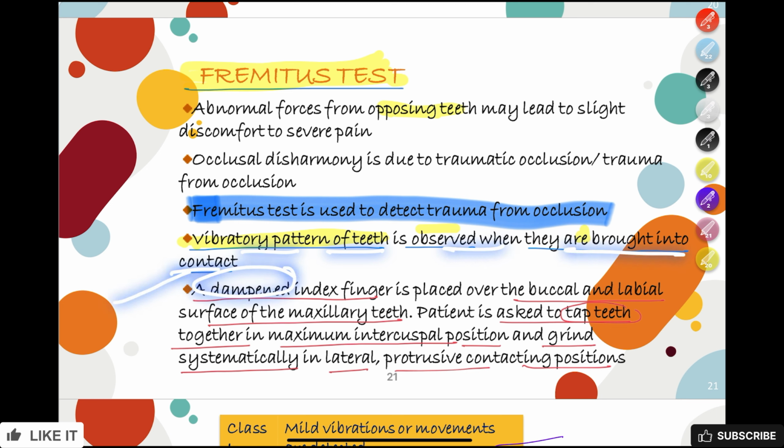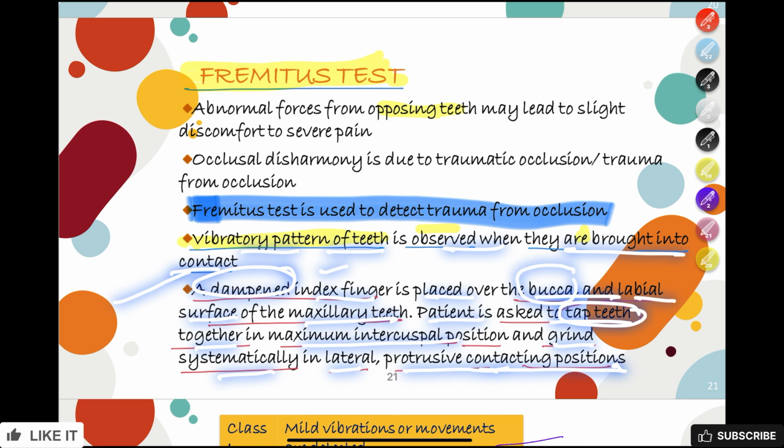A dampened index finger is placed over the buccal and labial surface of the maxillary teeth. The patient is asked to tap teeth together in maximum intercuspal position and grind systematically in lateral protrusive contact position. So what we have to do, we have to dampen the index finger and keep it on the buccal and labial surface of the maxillary teeth. Ask the patient to tap the teeth together in the maximum intercuspal position and to grind, that means chew, in lateral protrusive contacting position.